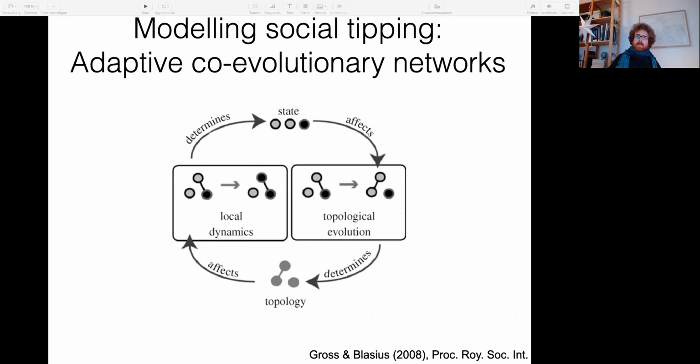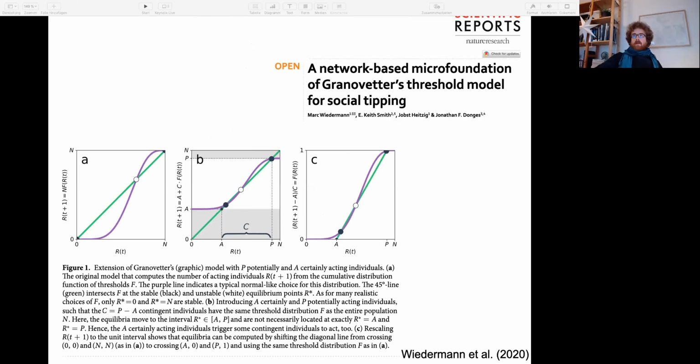And the idea is that these are models where the state of network nodes or agents determines the topological evolution of network structure, which in turn determines the local dynamics of the nodes, which in turn can change again the topological evolution. So you have these feedback loops going on. And a lot of the models of different types of social tipping can be framed in this way. And one study that we recently published is this by Marc Wiedermann, a postdoc in our group.